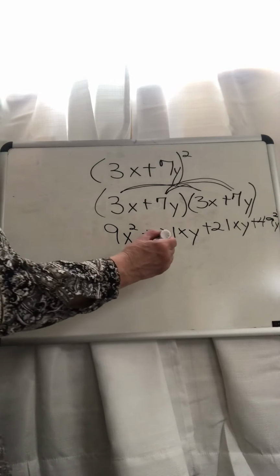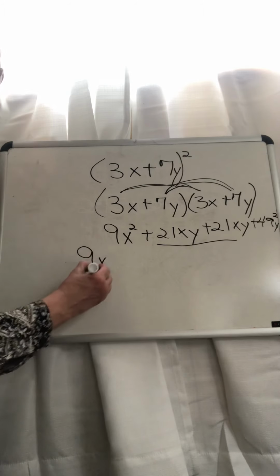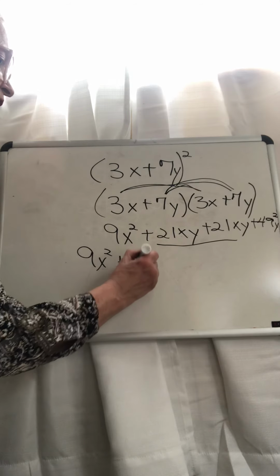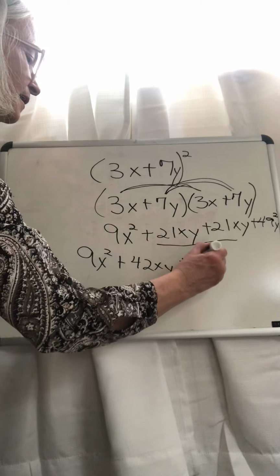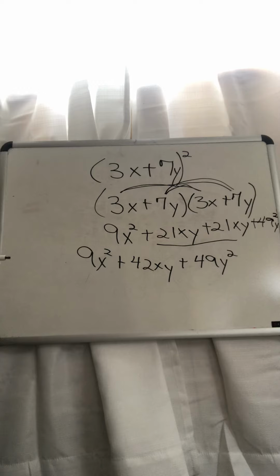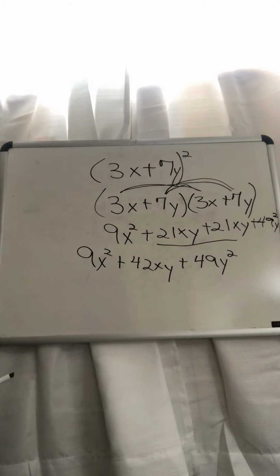Okay, so then we're going to combine the like terms right here. So we get 9x squared plus 21 and 21 is 42xy. And then the 49y squared. So remember again, when you're adding, you can only add the coefficients, and you only add the coefficients if the terms are exactly the same, if they're like terms. So that's the answer to number 14. So let's go ahead and look at number 15.